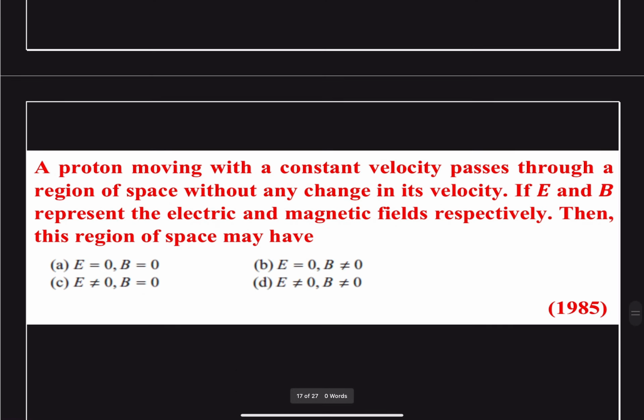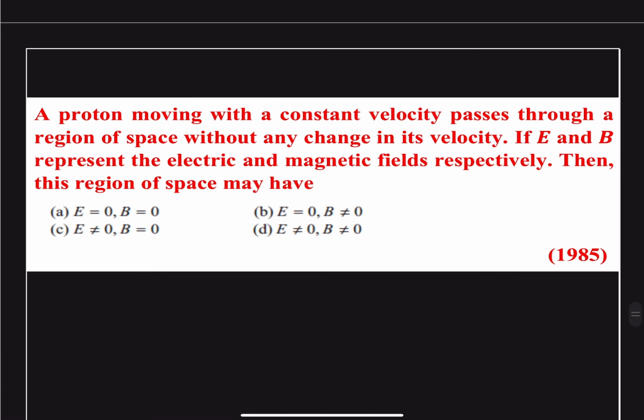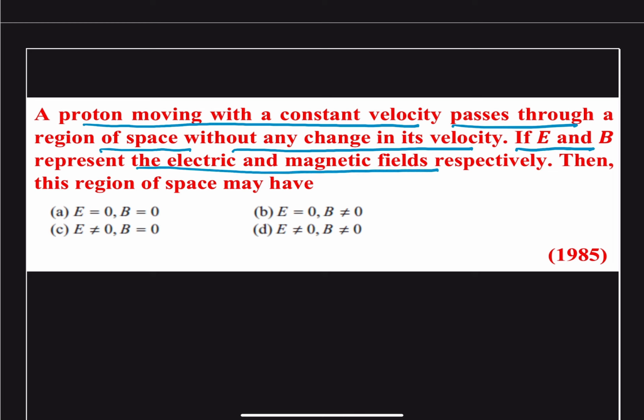And in the next question, we are given that a proton moving with a constant velocity passes through a region of space without any changes in its velocity. If E and B represent electric and magnetic field respectively, then this region of space may be. This is basically a multi-correct option, and the important thing here is that it says without any change of the velocity.